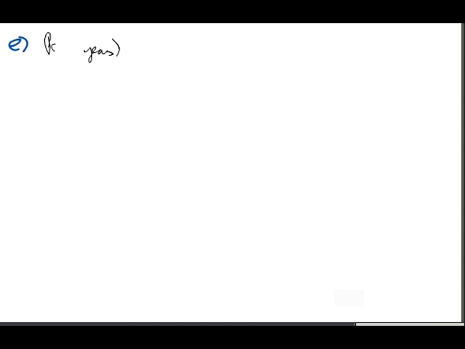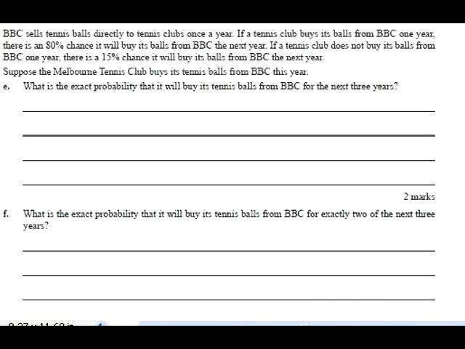3 years. Well, you know that next year is going to be 0.8 because it bought this year, right? What about the year after that? Well, it bought the year before, so it's going to be 0.8, and same with the third year. 0.8 by 0.8 by 0.8, all through you're going to get 64 over 125. Easy question.